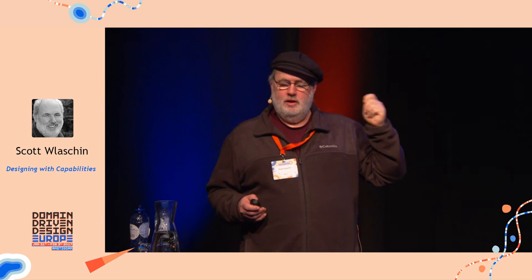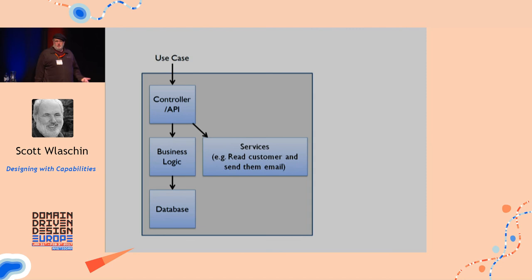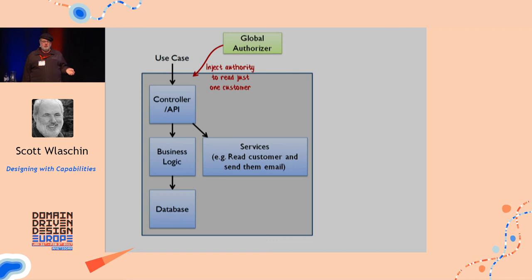So let's say, again, you have a use case like this, and we have some dependent service. In this case, after we've done something, we're going to send them an email. And in order to send them an email, the email service is going to have to read the customer information in order to get their email address and their name and so on. Now, again, we have our global authorizer or our dependency injection. And we go to all this trouble to say, okay, the controller can only access this one customer. We make a big deal out of it. But then we go ahead and we go to the email service and we say, oh yeah, you can read any customer in the database, fine.